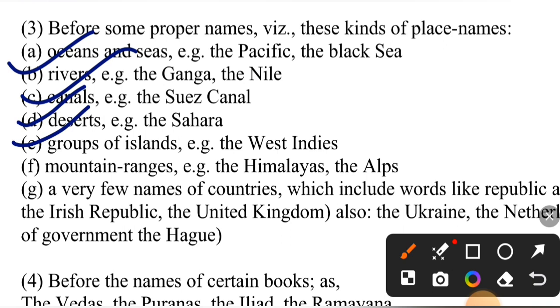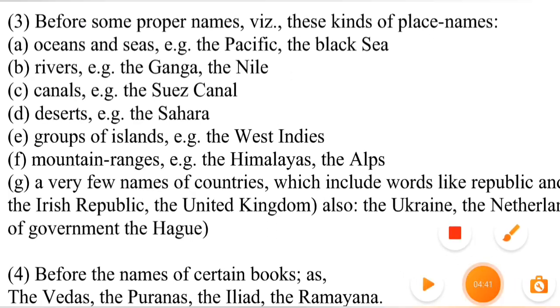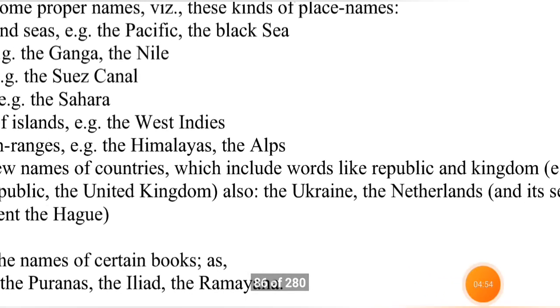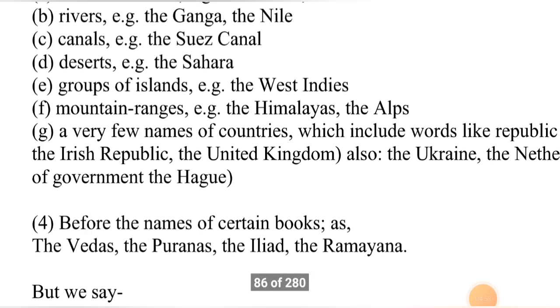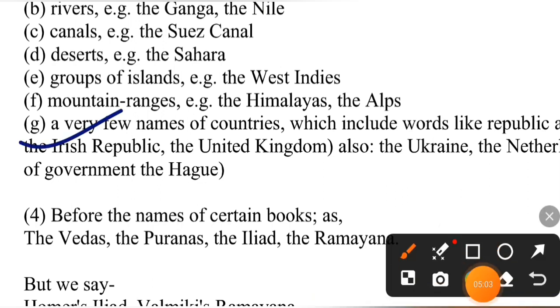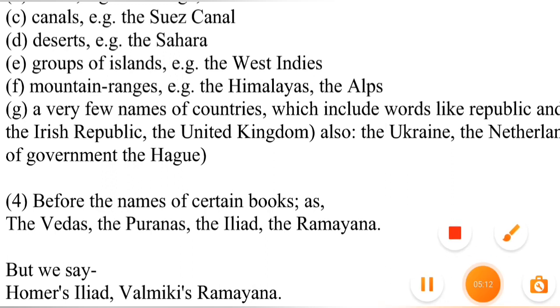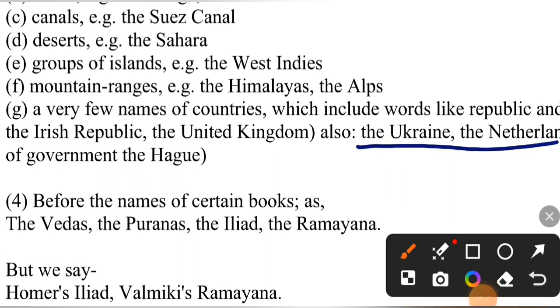Next, groups of islands, as the West Indies, the Nicobars. Next, mountain ranges, the Himalayas, the Alps, and here no peak of mountains is mentioned. Next, a very few names of countries, which include words like republic and kingdom, very important, like the Irish Republic, the United Kingdom, also the Ukraine, the Netherlands, and its seat of government, the Hague. The Hague is situated in the Netherlands. So the article the is used here. It is a very important thing that we have to know.